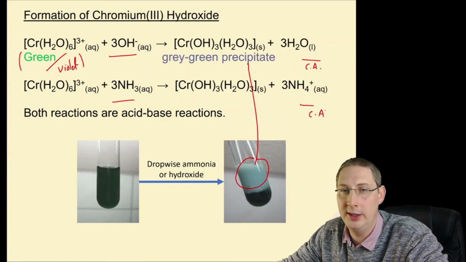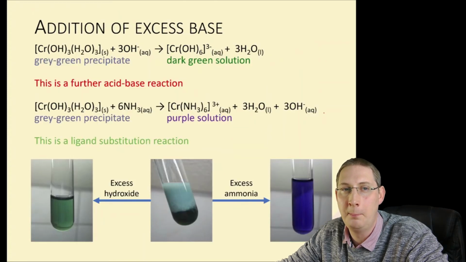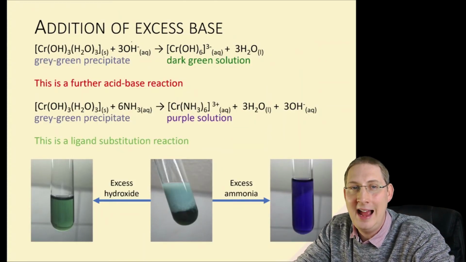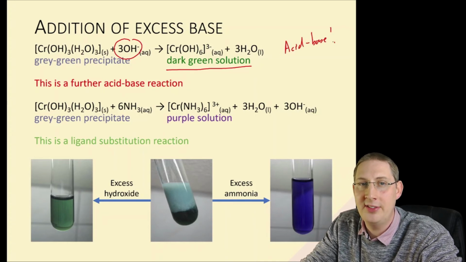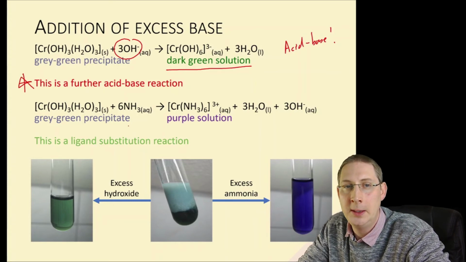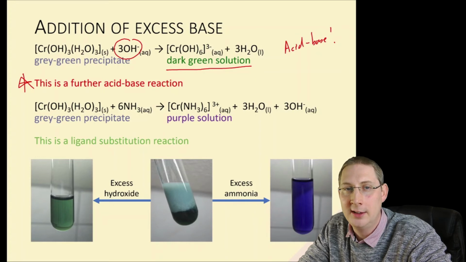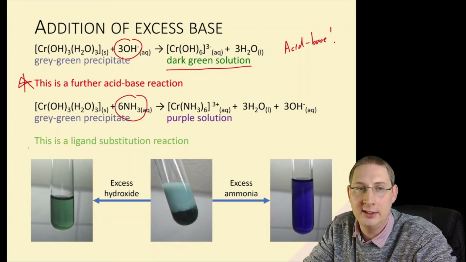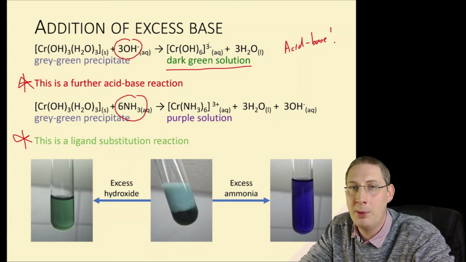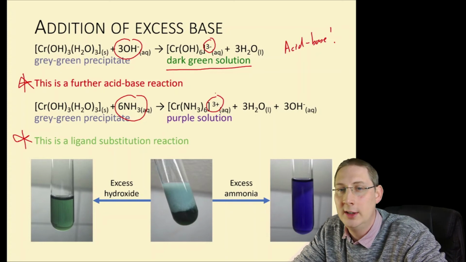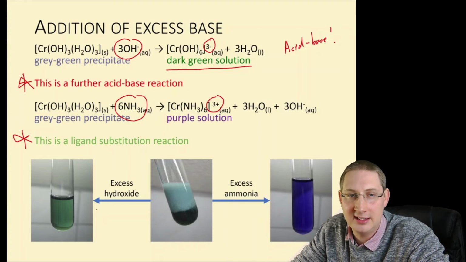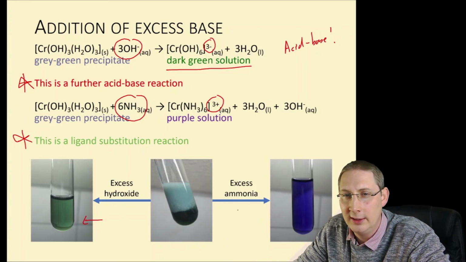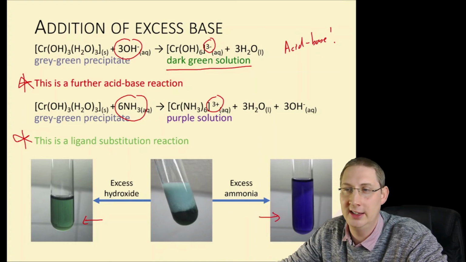So that's what happens with the dropwise ammonia or hydroxide. But this is the difference. Excess hydroxide will generate a dark green solution because of further acid base. As I've said, this is a further acid base reaction, but reacting that grey-green precipitate with extra ammonia, then you get a ligand substitution reaction. Nevertheless, both of these complexes are charged, which is why they redissolve, one to form a dark green solution, shown here. Excess hydroxide forms this green solution, while excess ammonia forms this violet solution.